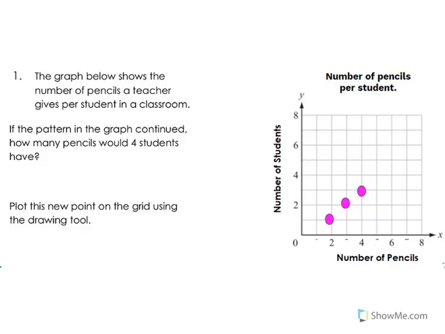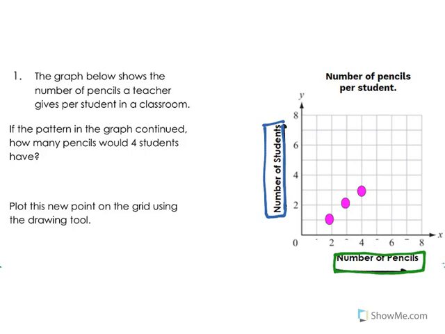All right, so it says the graph below shows the number of pencils that the teacher gives per student in the classroom. The x-axis is the number of pencils. So I can see that my x-axis represents the number of pencils we have, and the y-axis is representing the number of students with that many pencils.